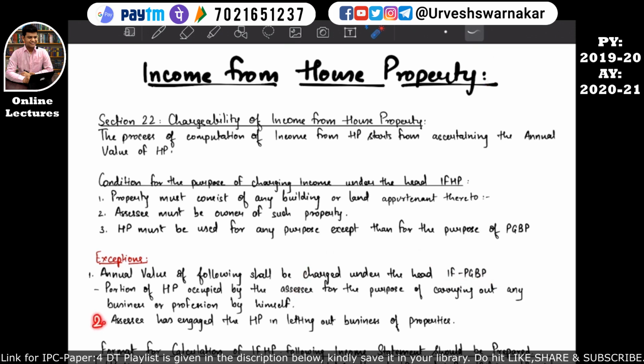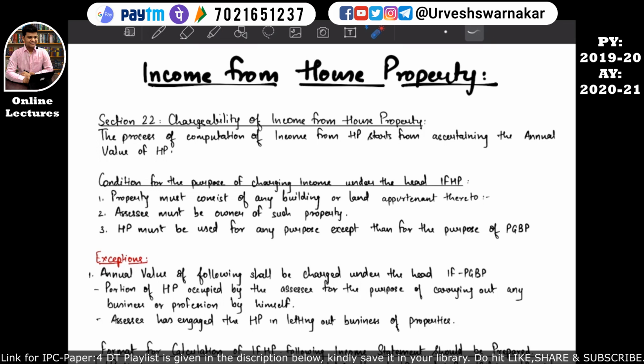The second exception says that the assessee has engaged the house property in the letting out business of property. That means the assessee is having a house property and he has taken that house property in the letting out business, then whatever income the assessee is earning from the letting out business of the property will be considered as income under the head income from PGBP, but it will not be considered under the head income from house property. I hope this is quite clear to you all.